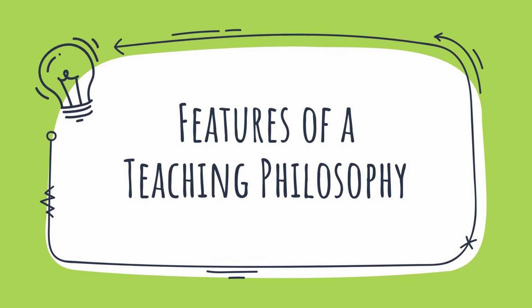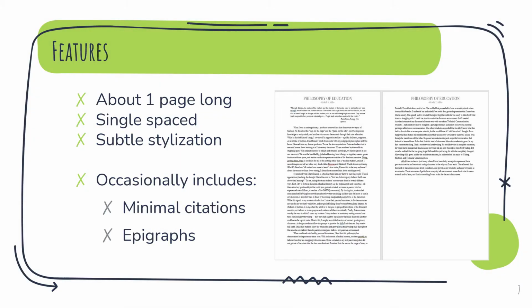With my teaching philosophy as an example, let's talk about some features and conventions of the genre. Almost always, teaching philosophies are around 1 page long, single-spaced, and include subtle stylization. You also might choose to cite the work of scholars who influence your philosophy, either in text or as an epigraph. As you can see, I'm doing okay in these areas.